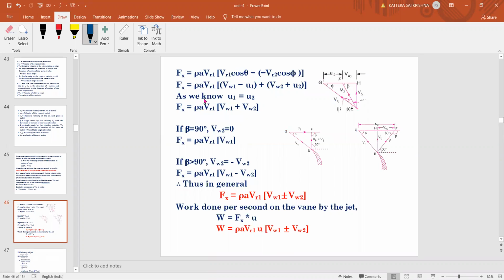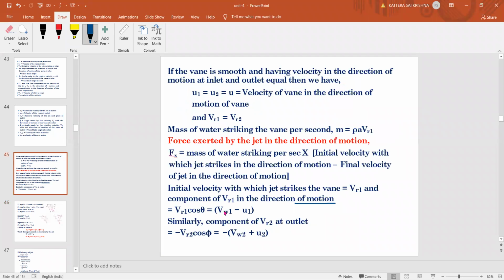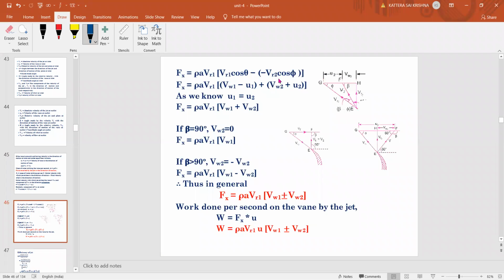Right. So now you can see what we want. We want Fx. Fx we already know is equal to the mass flow rate, mass per second, which is rho A VR1, into the change in velocity. The initial velocity is VR1 cos theta minus of minus VR2 cos phi. Now we can substitute VR1 cos theta as VW1 minus U1, and minus into minus becomes plus, VW2 plus U2. Right. So already I have said two conditions.